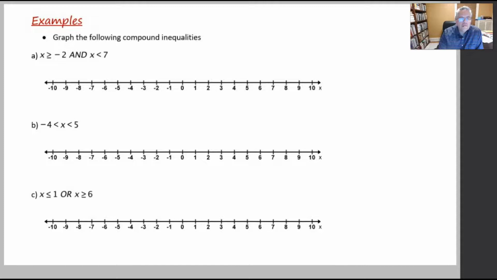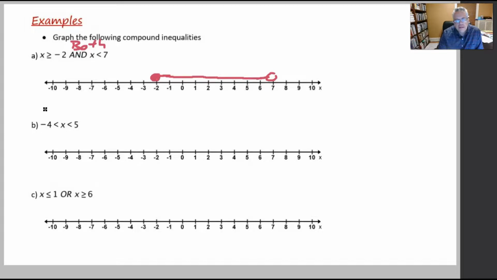So we want values of x that are greater than or equal to -2. Okay, so I'm just going to start drawing that. It's going to be a solid dot at -2. It's going to go to the right. And x less than 7. Remember, and means both. So less than 7 is that way. So I want greater than or equal to -2, but also less than 7. It's everything in between these.